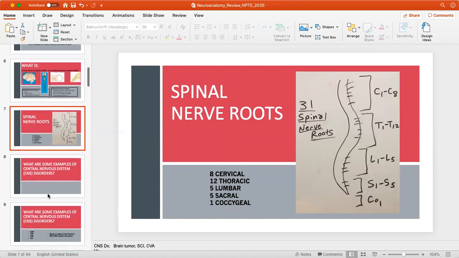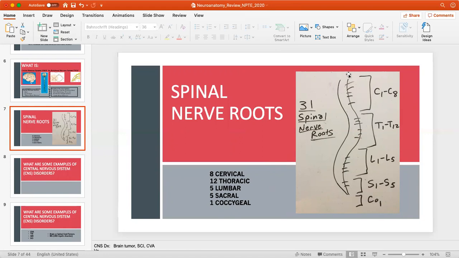All right. So what are nerve roots? Well, these spinal nerve roots are going to be mixed nerves, or mixed roots coming from different levels of the spinal cord. And we know that these nerve roots are going to exit between the vertebral bodies, and we're going to have 31 of these total. So 8 cervical, 12 in the thoracic area, 5 lumbar, 5 sacral, and 1 coccygeal.